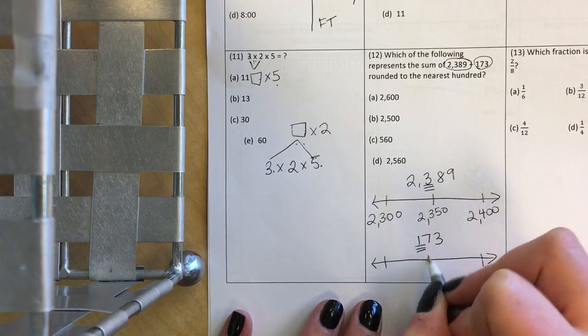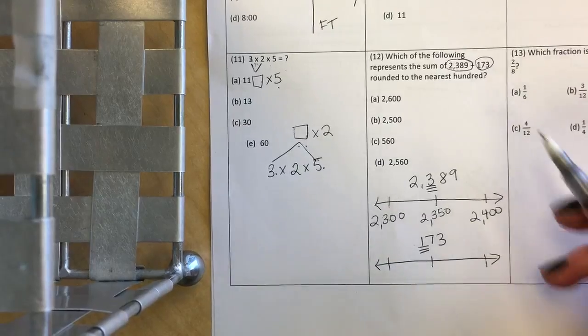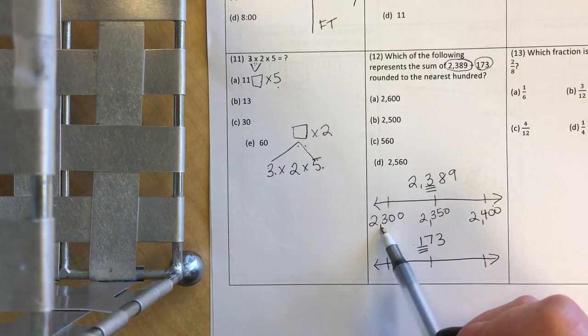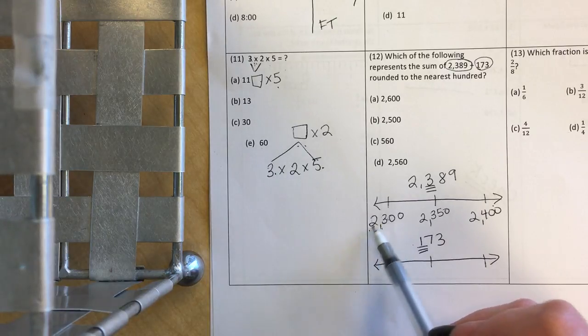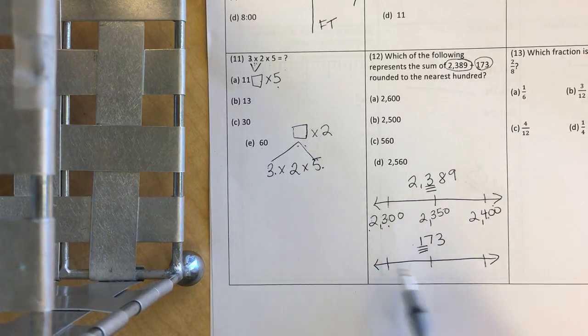Rounding to the nearest 100, I'm going to let you fill in your number line. And then you're going to add whatever numbers you rounded to. So if you rounded down, you're going to use 2,300. If you rounded up, you're going to use 2,400. And then same thing for 173. You're going to then combine those two numbers.